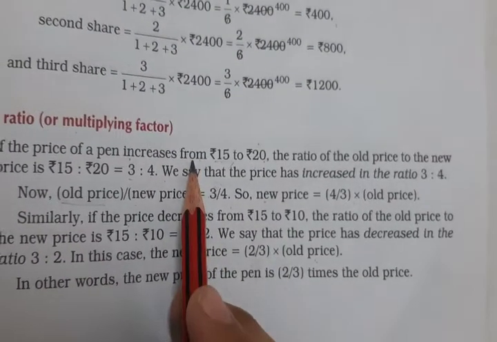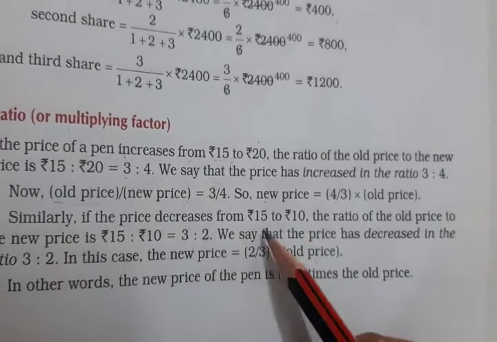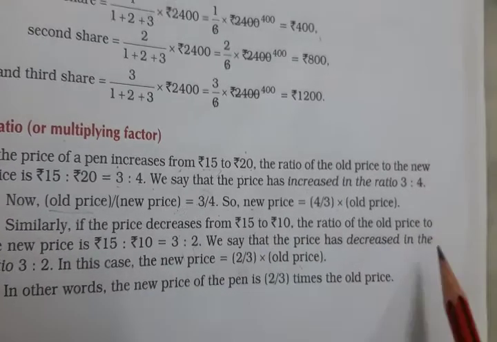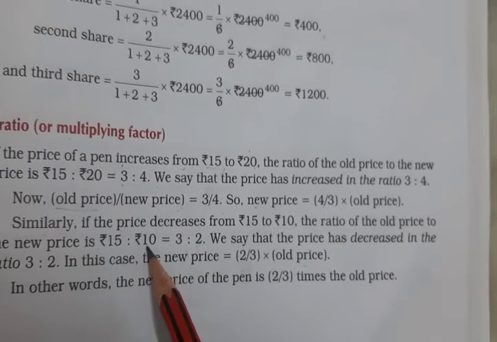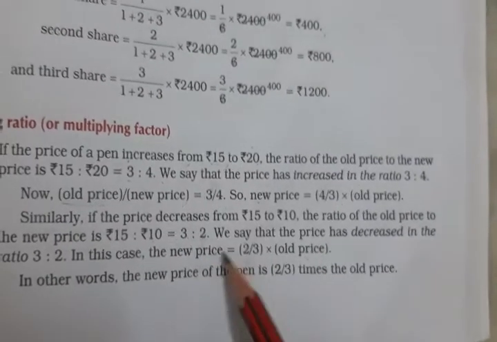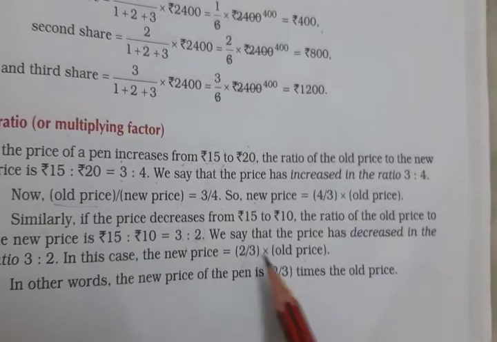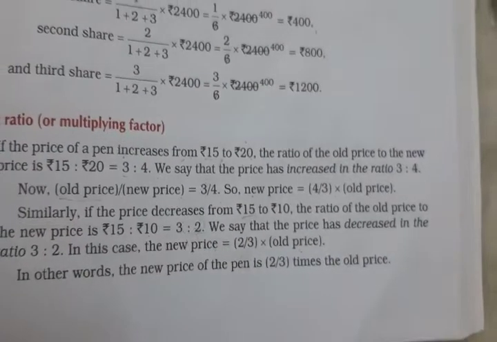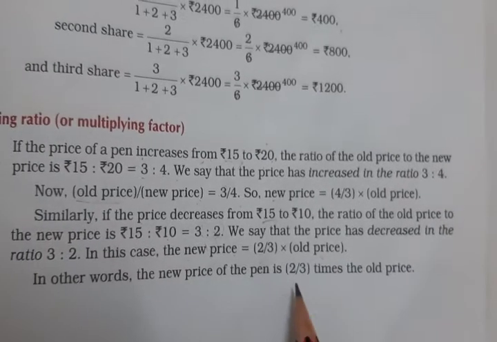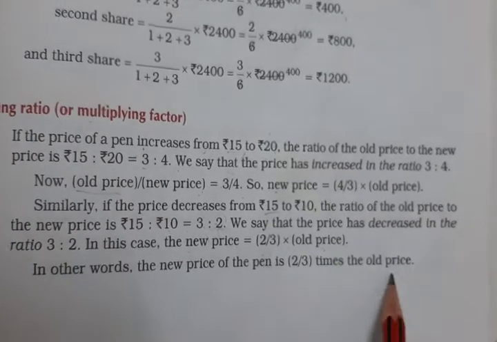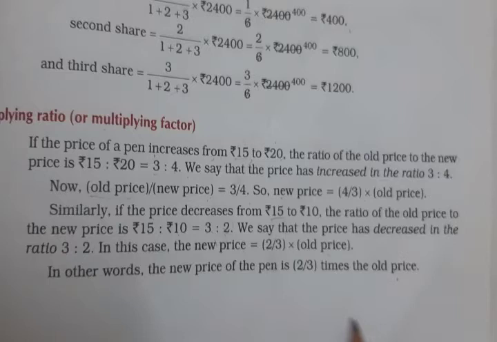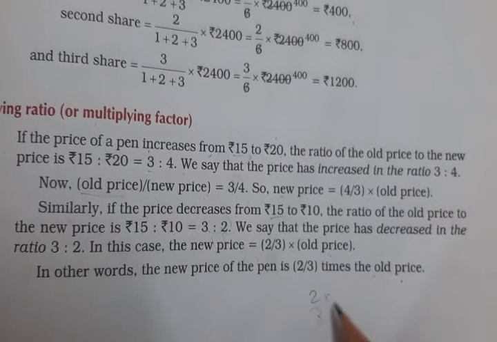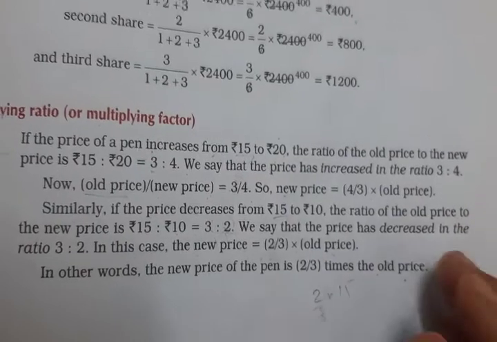Now the last one, that is the decrease. Price decreases from 15 to 10, the ratio of the old price to the new price, same as it is, 15:10. To find the new price, that is equal to the reciprocal of this, into the old price. Old price is 15. Understand? In other words, the new price of a pen is 2/3 times the old price. We will say it like that also, 2/3 times, that means 2/3 into the old price. Old price is 15. Understand?